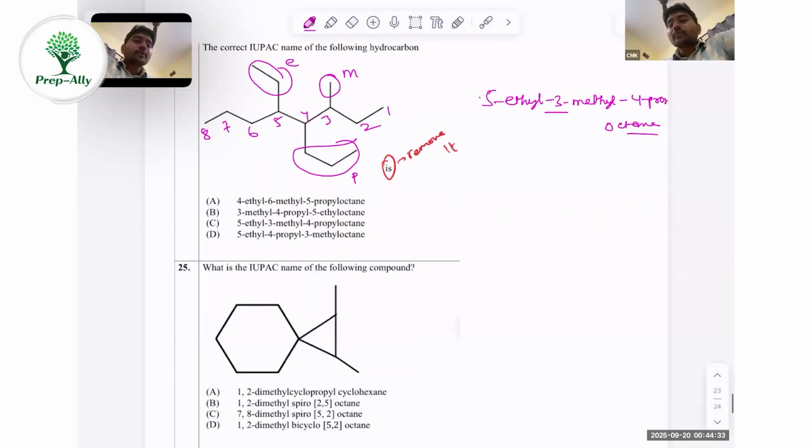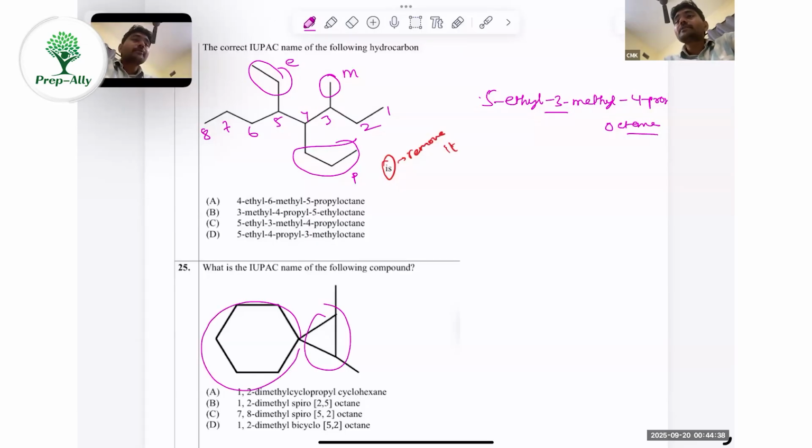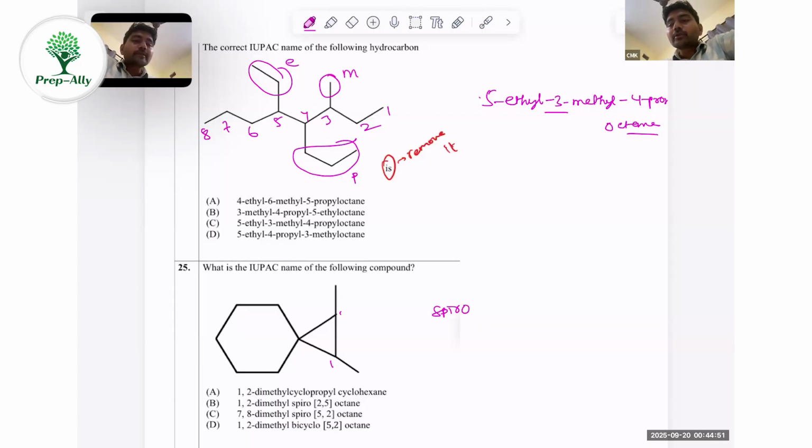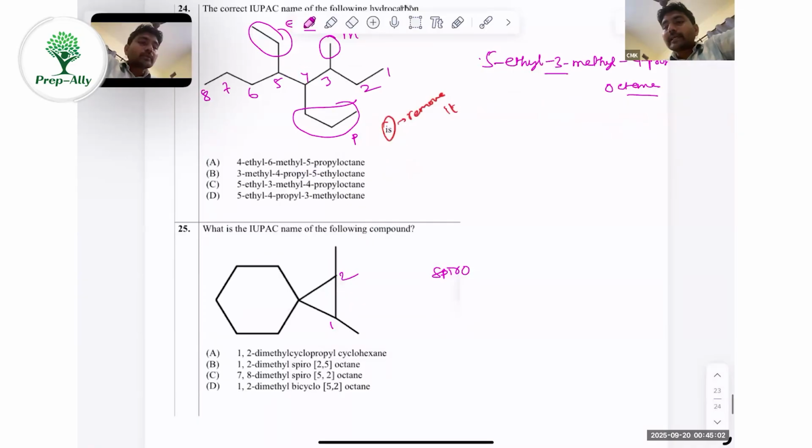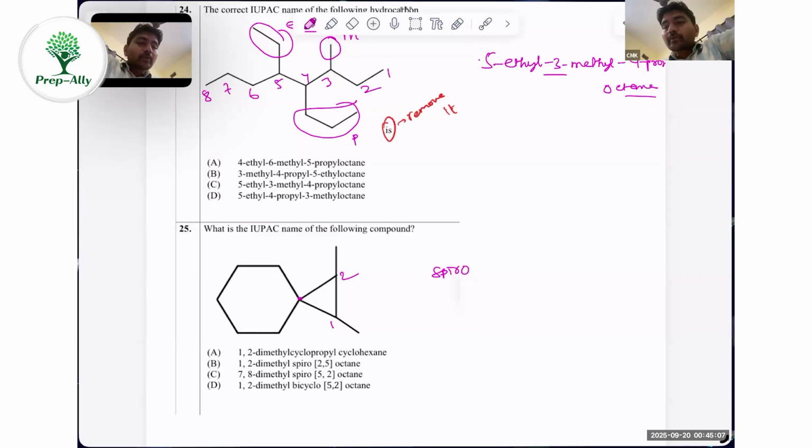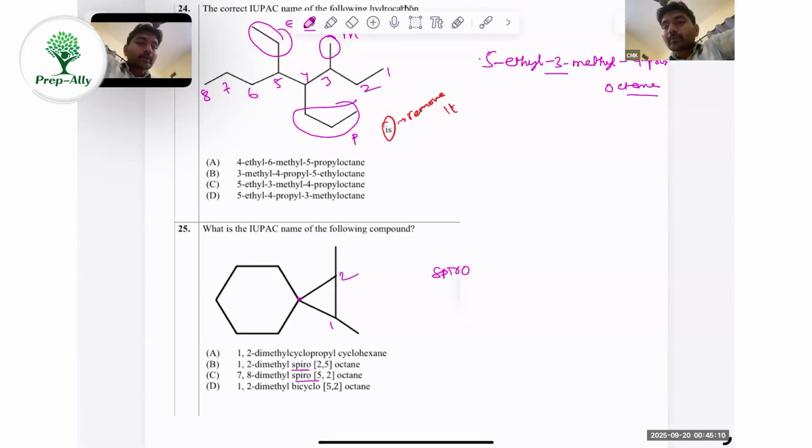Now the next question: what is the IUPAC name of the following compound? As I told you, here 2 rings are there. If 2 rings are joined by a single carbon atom, we call them spiro compounds. So this is a spiro compound. Whenever a spiro compound is there, we will count the substituents. You take it from any side, 1, 2. So 1, 2 methyl groups, CH3 groups, 1,2-dimethyl, and that is a spiro compound. Here options B and C are spiro compounds.